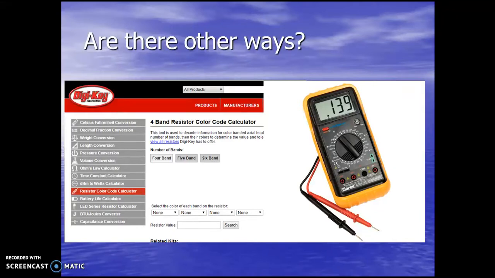But on a test, you will, at the very least, be given the color chart. So please do not try to memorize all of the colors and their interpretations. If I ask you to calculate resistance of a resistor, I will give you a color chart to help you do that.